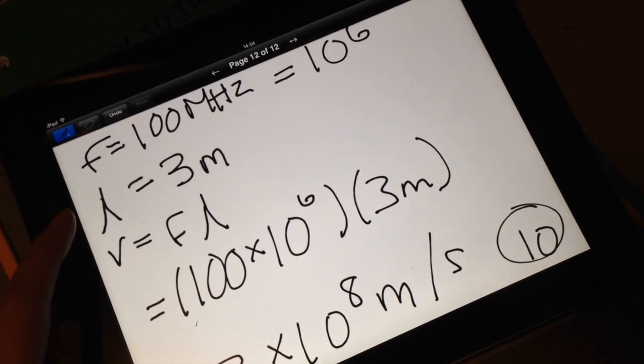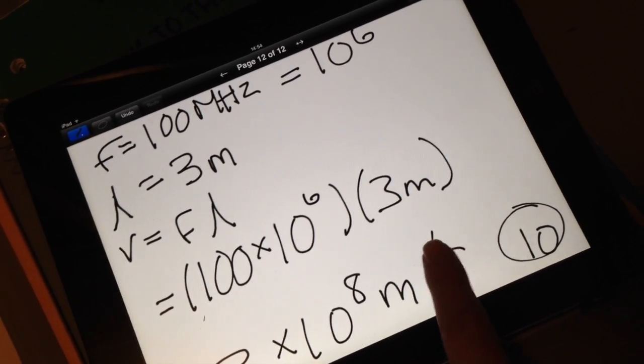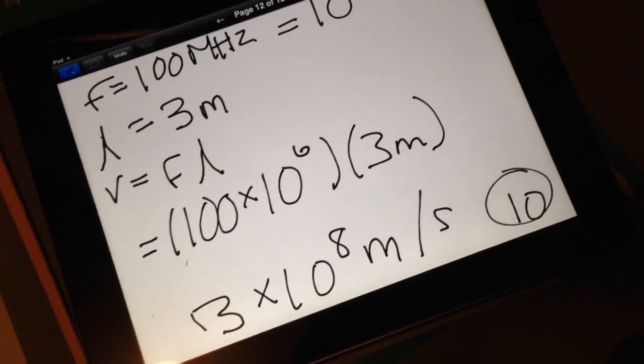Our wavelength, which they give us, is 3 meters. According to the formula, we just multiply the numbers together, giving us 3 times 10 to the 8th meters per second.